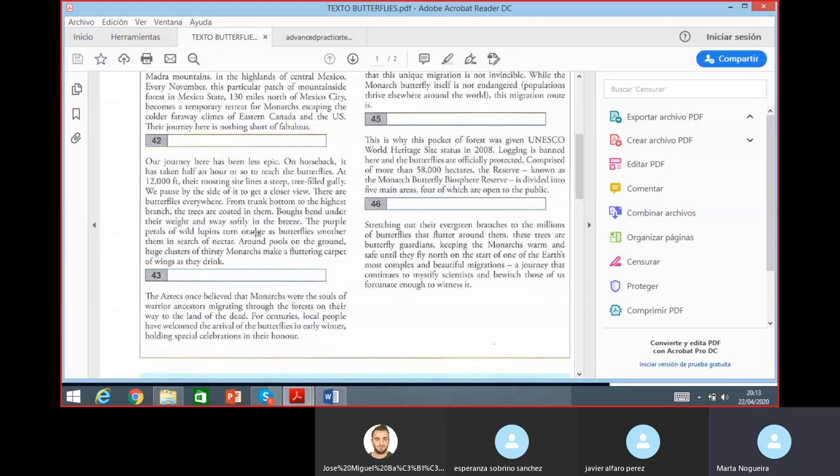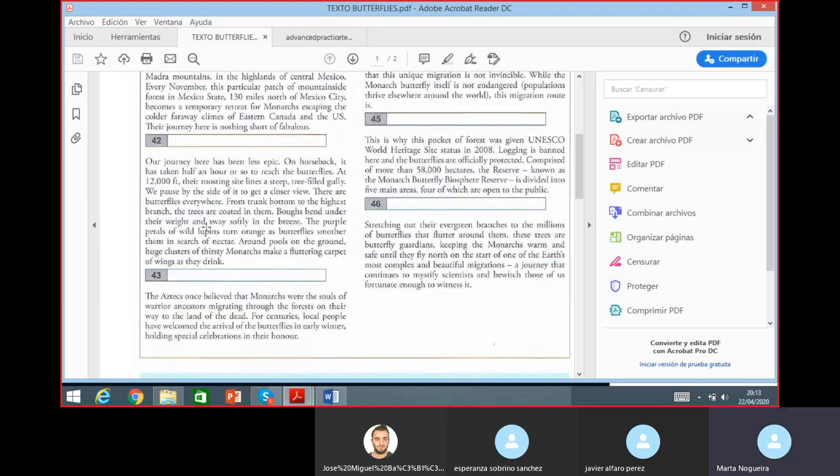The purple petals of wild lupins. Lupins means lupino. It's a type of flower, so you don't have to know it. Por eso nunca vais a entender todo de un texto, porque ya os digo, lupin es lupino, un tipo de flor. I suppose you didn't know in Spanish, unless you are a gardener or someone like that. You shouldn't know these words.